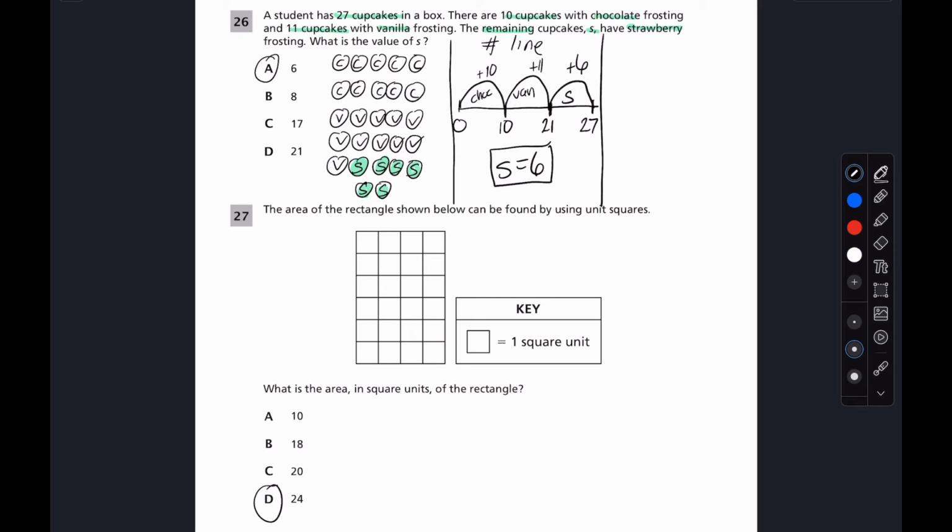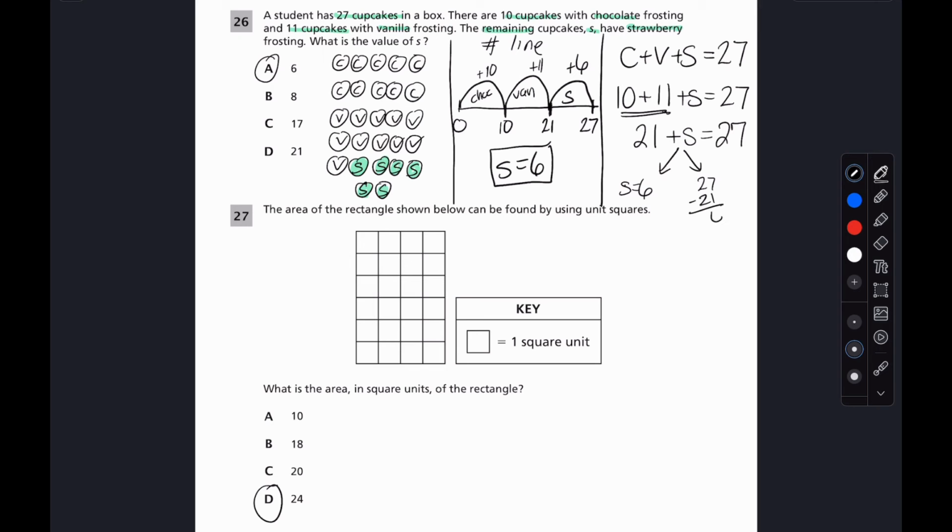I could make a number sentence where I know that chocolate plus vanilla plus strawberry is equal to 27 cupcakes. I know that. I'm going to tell a story problem, and now I'm going to put in the numbers I have. So 10 for chocolate plus 11 for vanilla plus S, I don't know what S is yet, is equal to 27. And now I'm going to make this simple. So I know that if I add up the chocolate and vanilla, I have 21. 21 plus some number makes 27, and then your brain is either going to say, well, then it just has to be 6, or your brain is going to do 27 minus 21 and get 6.